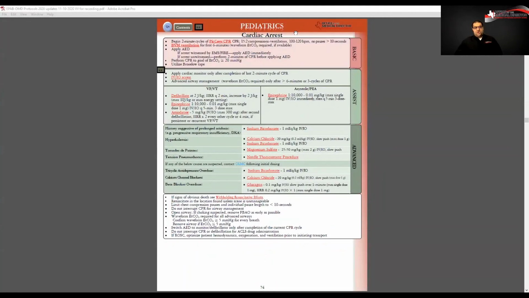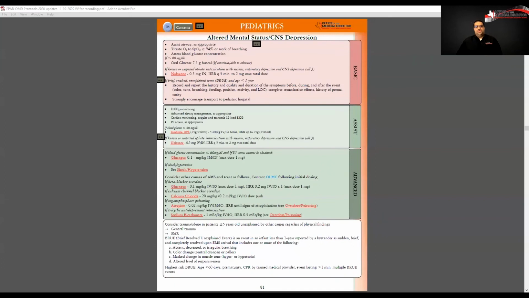On the pediatric cardiac arrest page, no real big changes. We removed a top line here that was a duplicated line for advanced airway management here, but nothing big. Moving on to medical pages for pediatrics. So the altered mental status page.